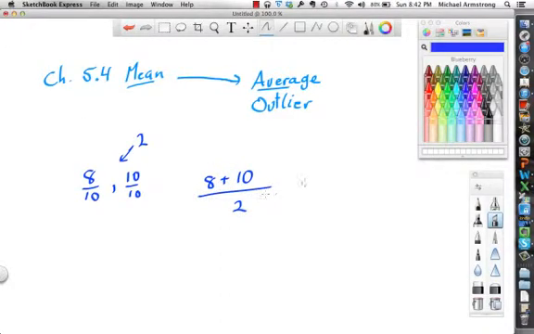So it kind of looks like a fraction bar. And this becomes 18 divided by 2, which is 9. Now this is showing all the work. Probably if I told you that you got an 8 and a 10, what's your average, you would have figured out that 9 is your average, just in your head. But sometimes we have to do this with all kinds of numbers.